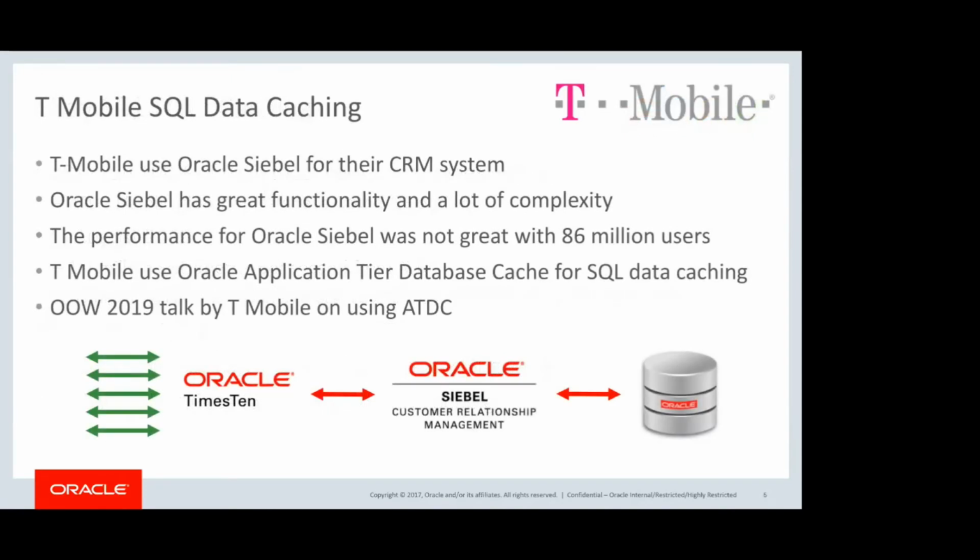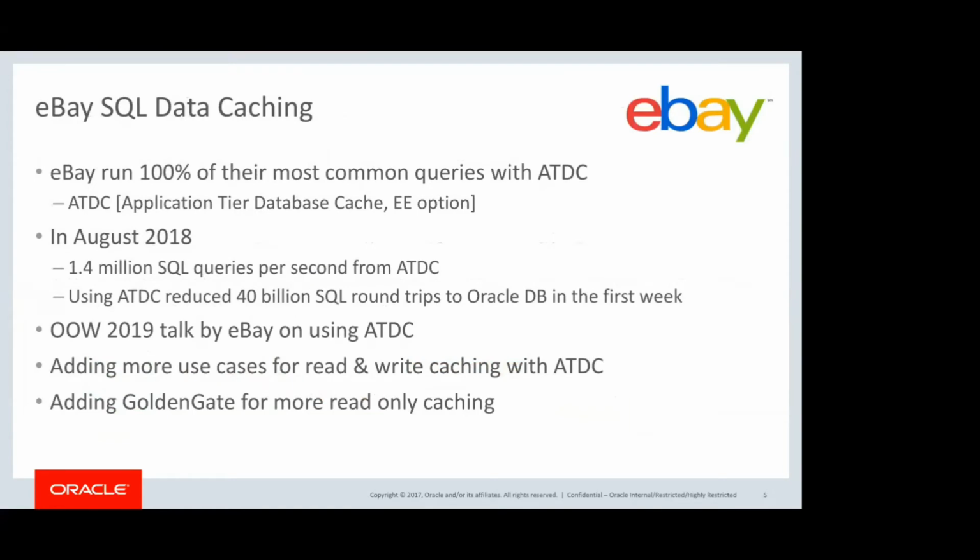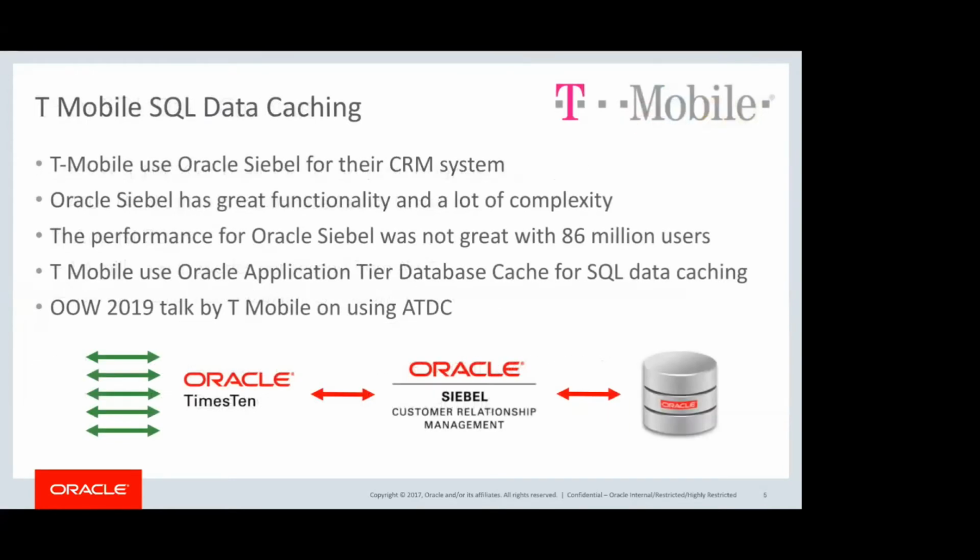So also, eBay is obviously a custom solution, their own data model, their own sharding infrastructure. A far more out-of-the-box solution is T-Mobile. They use Oracle Siebel customer relationship management for their customer information. And that works well, it's got a lot of functionality. But when you have 86 million users, it wasn't going fast enough for them. So we added application database cache for that to make it go faster.